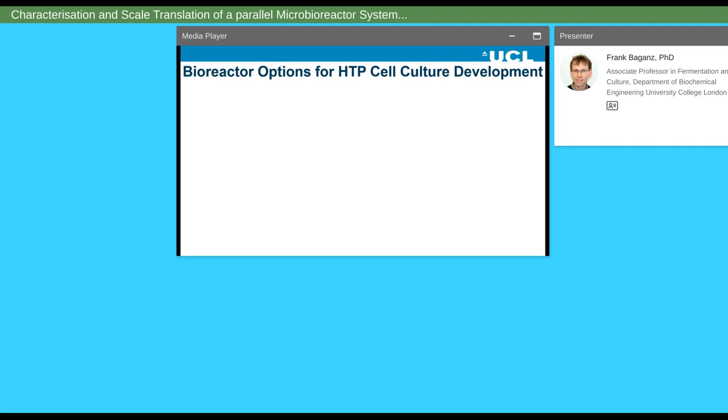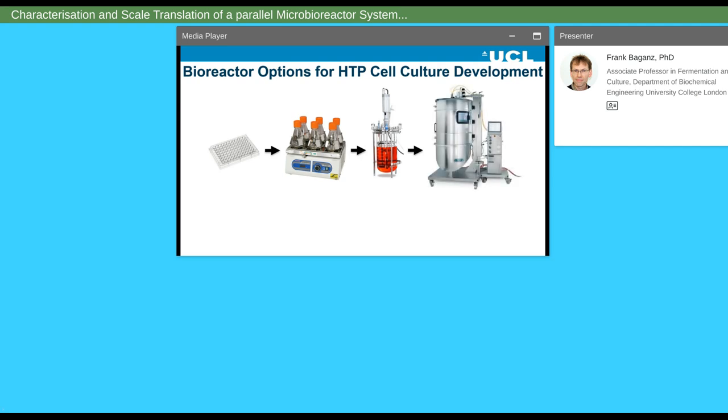In a typical process development timeline, clone screening and selection is usually done in these 96 well plates. Promising clones are then transferred to shake flask where the medium composition can be optimized. The process is then transferred to a benchtop scale stirred tank reactor where process parameters such as pH and dissolved oxygen can be actively controlled. Finally, the translation to pilot and production scale follows.